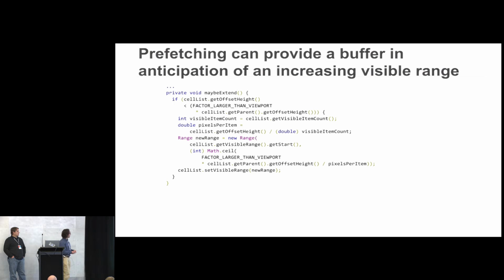In this case, we're using this factor larger than viewport to determine if we've prefetched enough, and if we haven't, then we extend the visible range by that factor. So in the case of this demo, we're using a factor, I think, of 3. That means we're fetching 3 screenfuls of stuff in advance, just in case you might be heading down and going past 3 screenfuls.